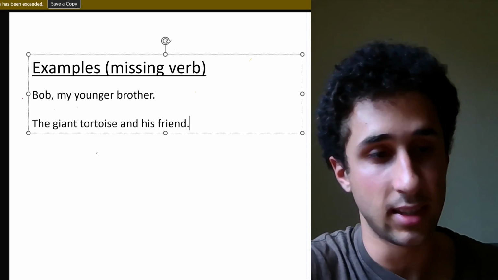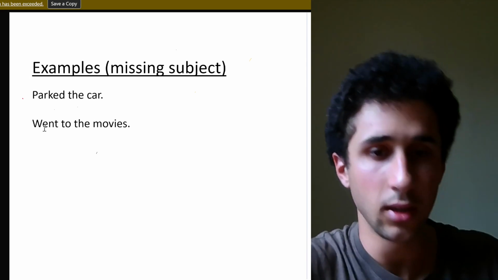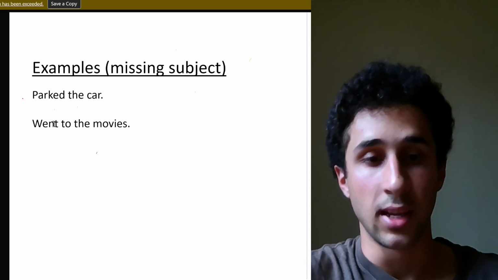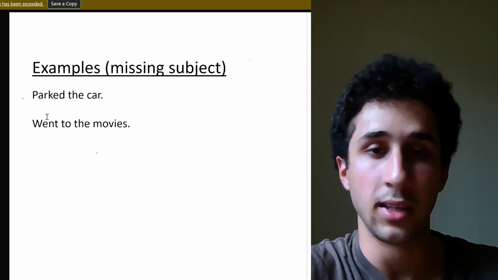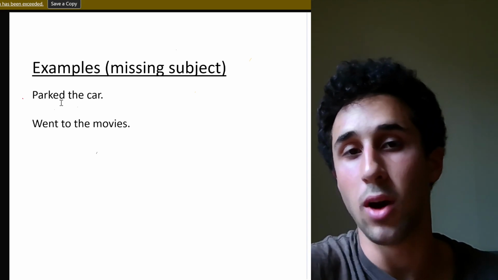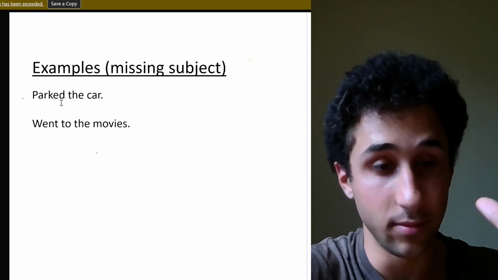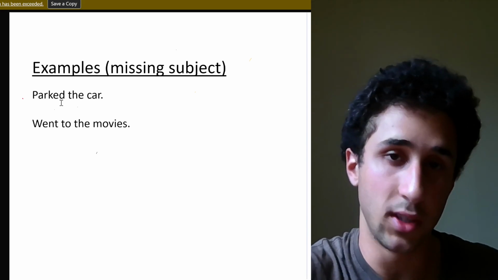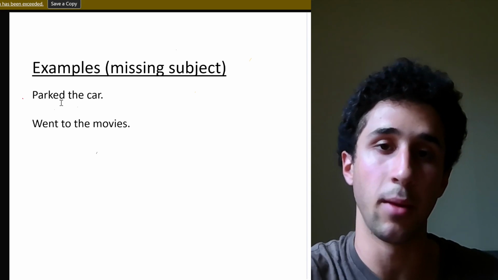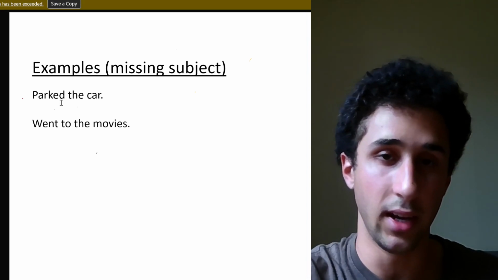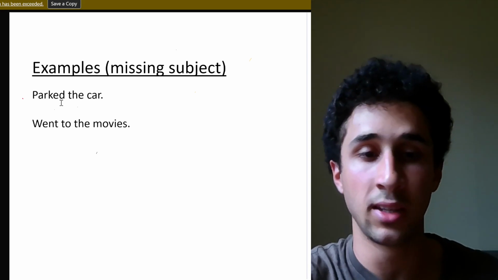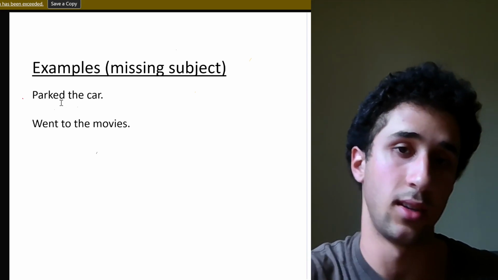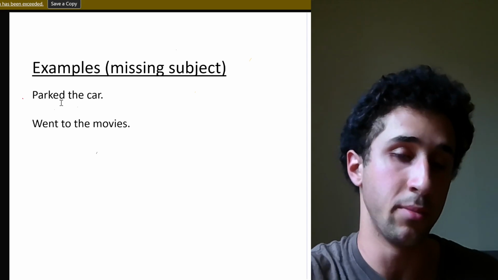Getting into the next example, the missing subject. So if we have, for example, "parked the car," right? "Parked" can be considered the verb of the sentence, but we don't have a subject. And so as a result, once again, we don't have a complete sentence because we're missing a part of that subject and predicate. "Went to the movies," that could be considered the verb or the predicate of the sentence, but once again, we don't have a subject that's doing the verb, and so we don't have a complete sentence here.